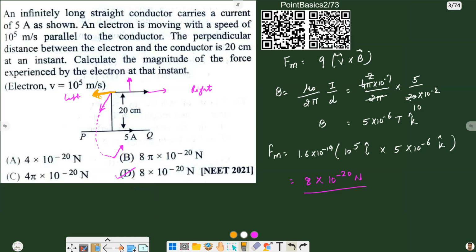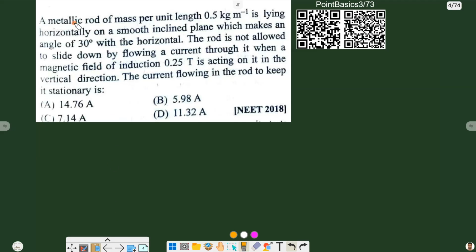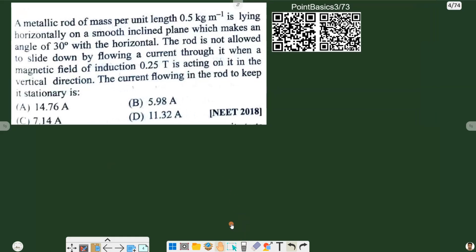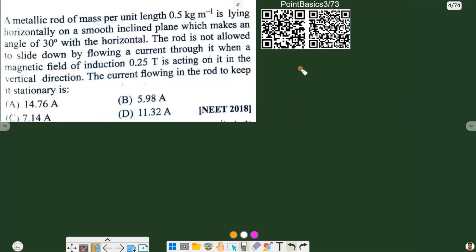Moving to the next one: a metallic rod of mass per unit length. Mass per unit length is given, which means small m by L is 0.5 kg per meter, lying horizontally on a smooth inclined plane which makes an angle of 30° with the horizontal. The rod is not allowed to slide down by flowing a current through it when a magnetic field of induction 0.25 Tesla acts in the vertical direction. The current flowing in the rod to keep it stationary is.